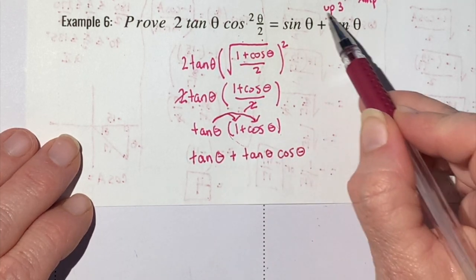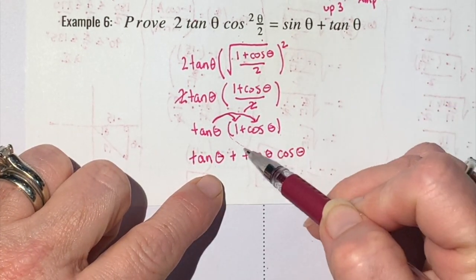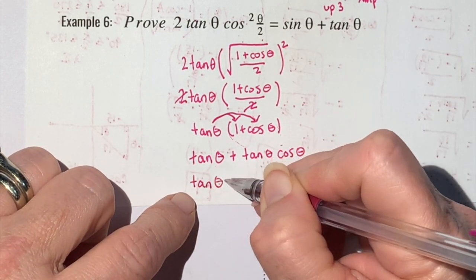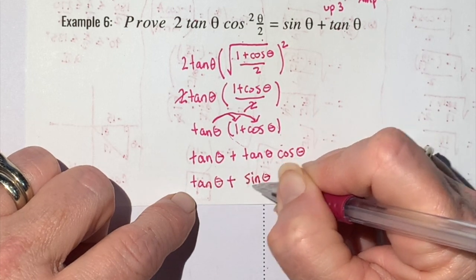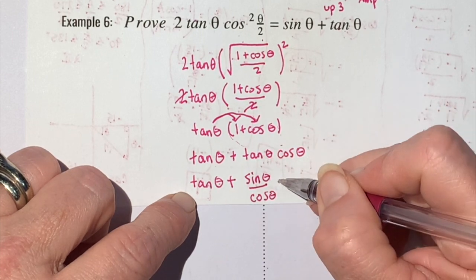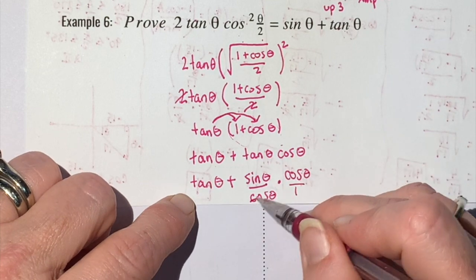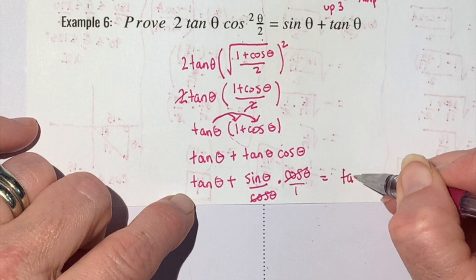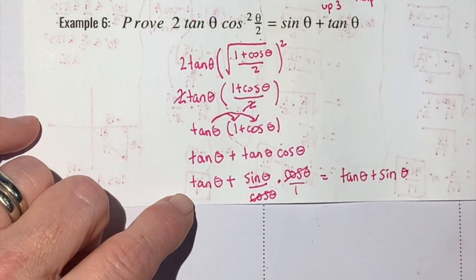Now I have the tangent, so keep in mind where I'm going. So this works. This somehow has to become a sine theta. So let me bring this down and let's change tangent to sine theta over cosine theta. That's just a ratio identity. And this, if you had to put something under, is over 1. And what happens, the cosines divide out, and I end up with tangent theta plus sine theta, which is the same thing as sine theta plus tangent theta.